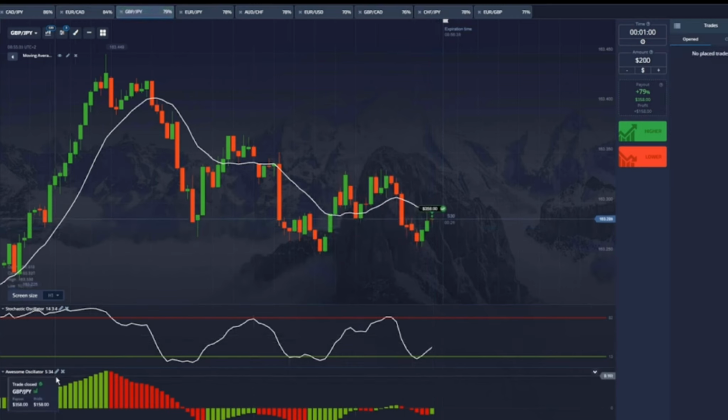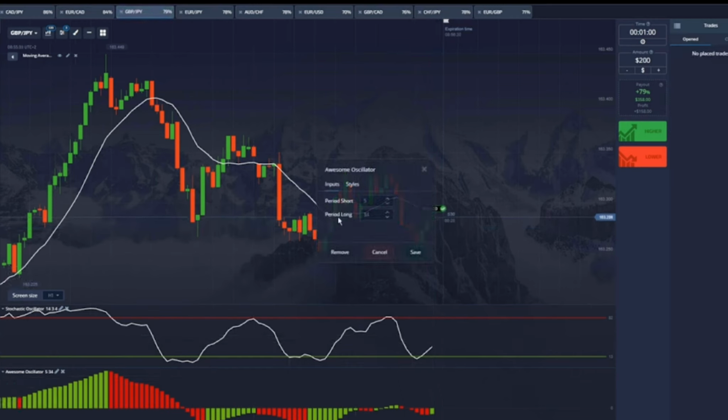The awesome oscillator is the last indicator and it is used with its default settings, and it will help to determine the momentum in the market.